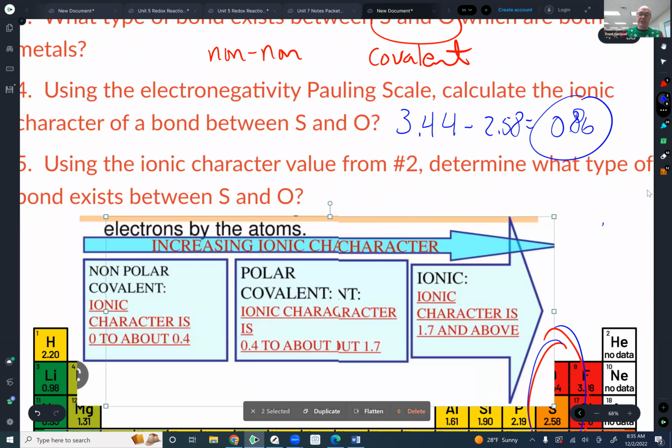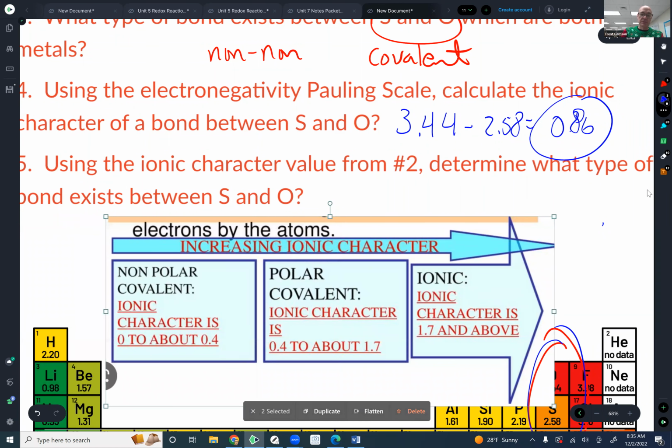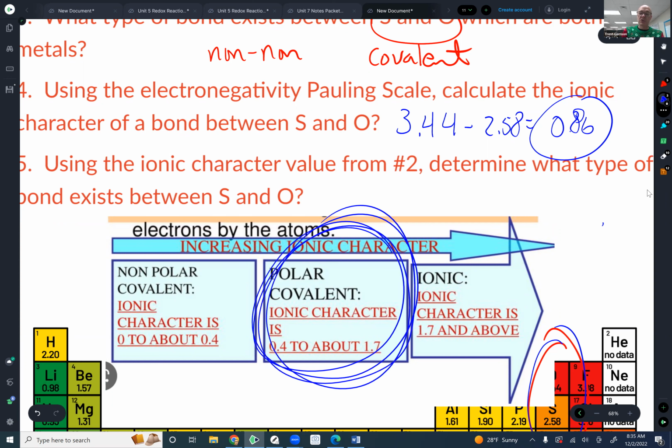So what you should see here is that we have a range that fits in between here, 0.4 to 1.7. And what we see with that is that we have a polar covalent bond, a polar covalent. So it's a little bit different in size, they don't share electrons equally, but for the most part, they're still doing their part to share. All right, this is everything that I wish for you to work upon.